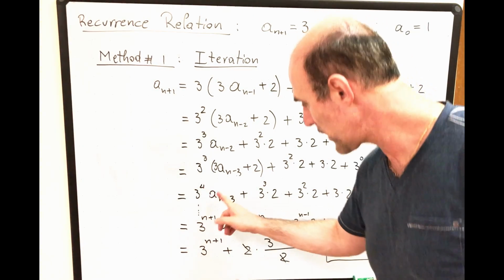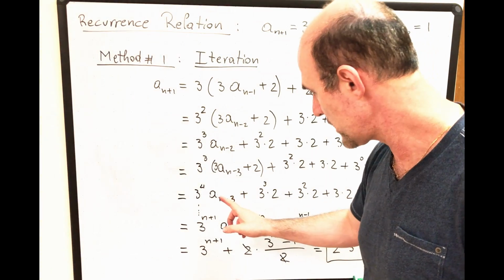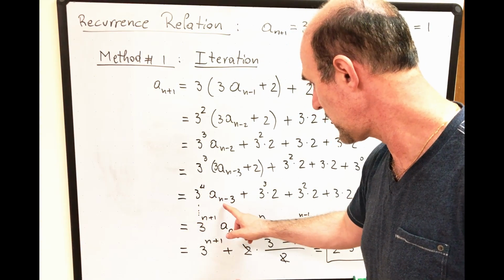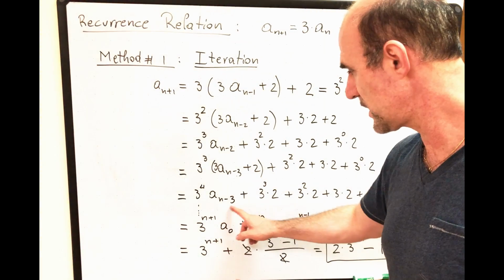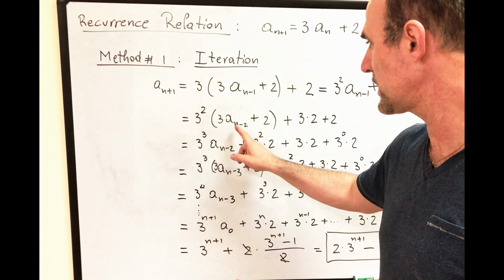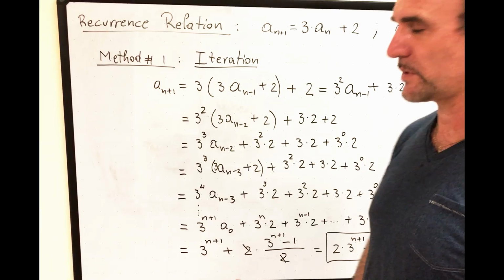Now, we are going to go down up to a of 0, right? One thing that you can notice here, the sum of the power here of 3 and the index of a is always n plus 1. So n minus 3 plus 4, n plus 1. Or n minus 2 plus 3, it's n plus 1. n minus 1 plus 2 is n plus 1.